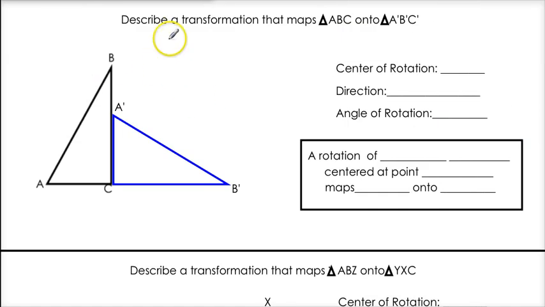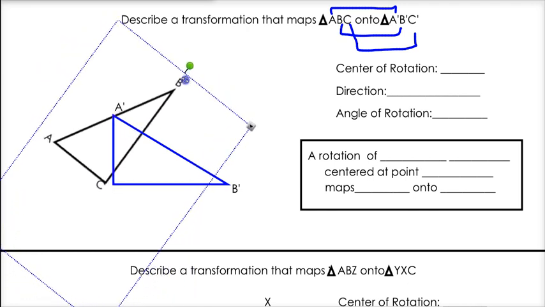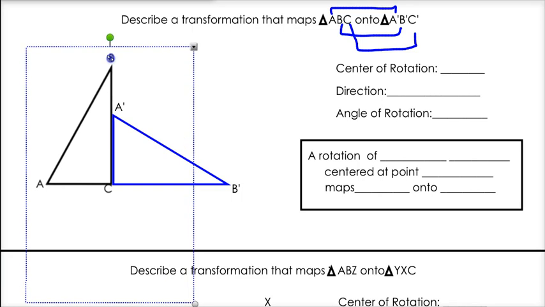So actually, let's practice this, all right? We wanna describe a transformation that maps triangle ABC onto triangle A prime, B prime, C prime. So somehow I gotta map A onto A prime, B onto B prime, and C onto C prime. Well, let's see, where am I gonna have to rotate this? If you look here, I'm gonna have to rotate it to the right. I can rotate it like this and get it to map onto each other, okay? So I gotta figure out three things. What's my center of rotation, my direction, and angle of rotation?